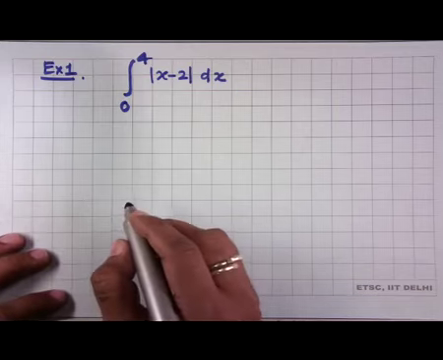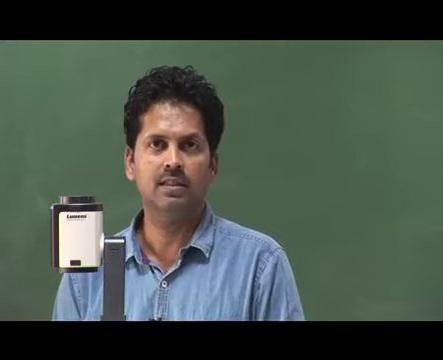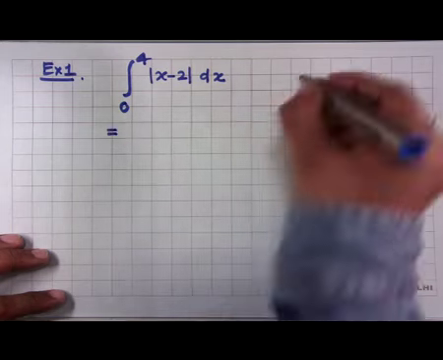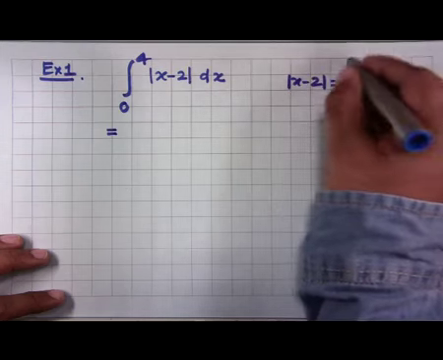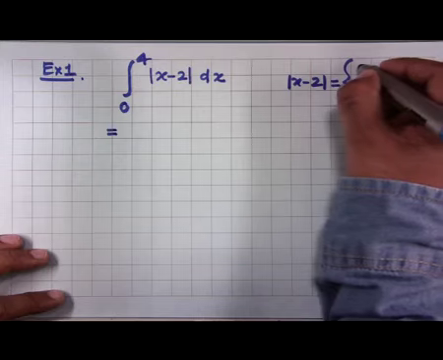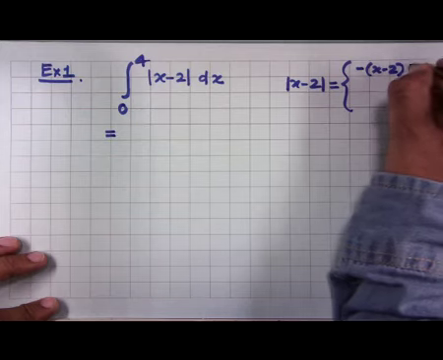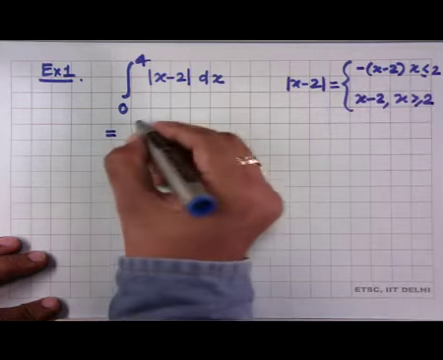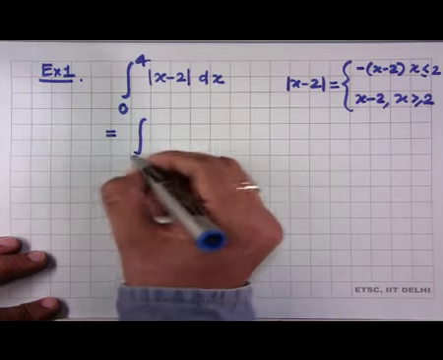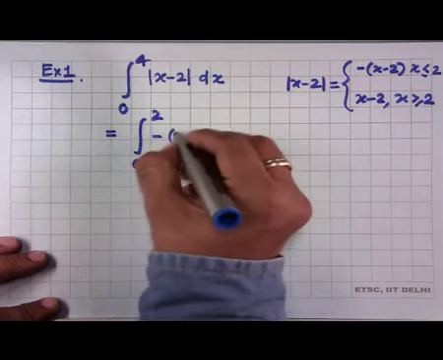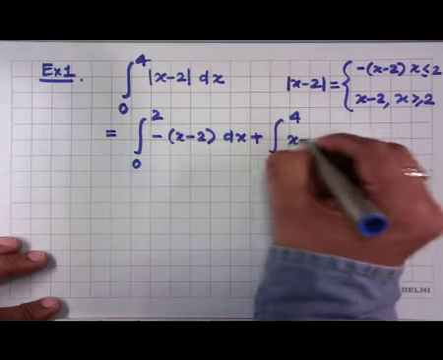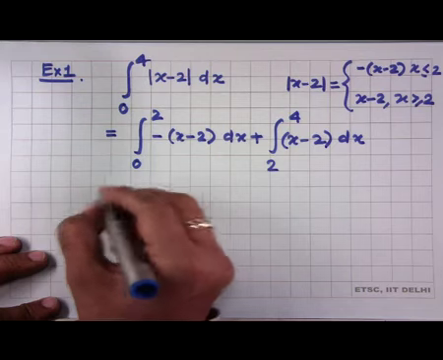Now if I ask you what is the antiderivative of mod of x minus 2, can you answer this? It is not easy to find the antiderivative of this. So what we do, we use property 3 and break it in two parts, because mod of x minus 2 is equal to minus of x minus 2 when x is less than or equal to 2, and x minus 2 when x is greater than or equal to 2. So we can break it in two parts and write in simple polynomial form. So we can write it like this, and integrate it simply.